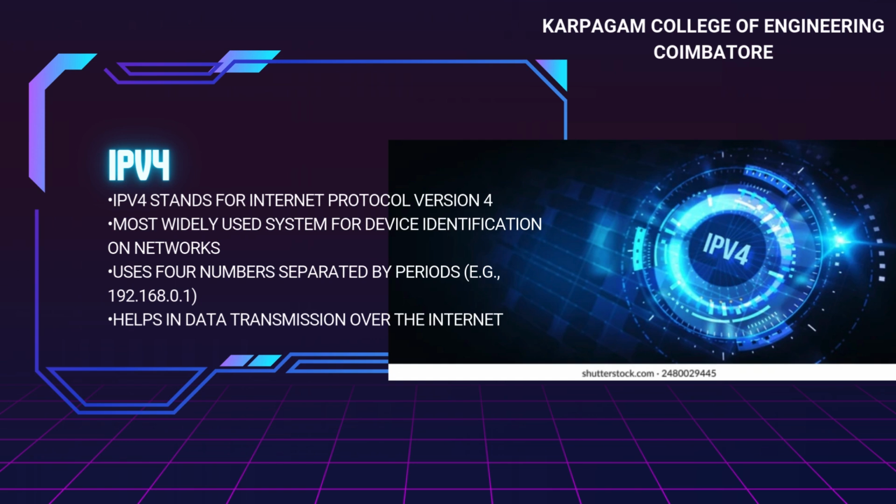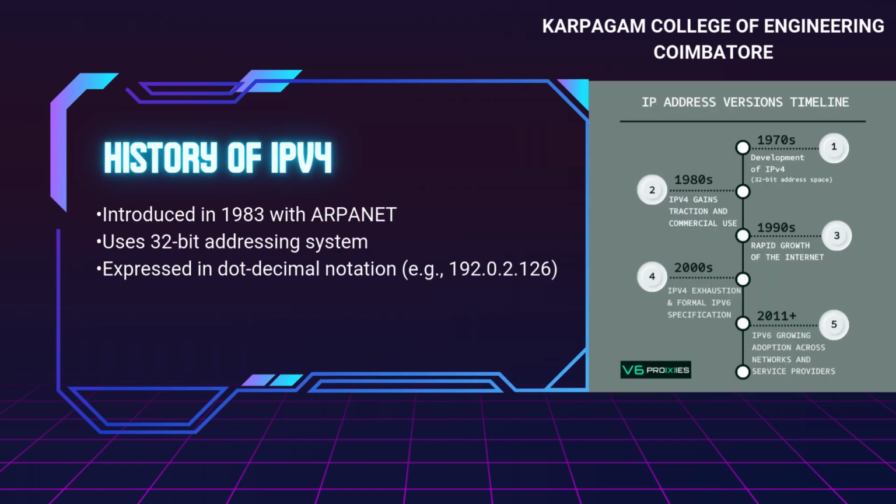Even though 4.3 billion sounds like a lot, the rise of the internet, smartphones and IoT devices has caused us to run out of IPv4 addresses, which is why IPv6 was introduced, but we will get to that later. So how does IPv4 work?